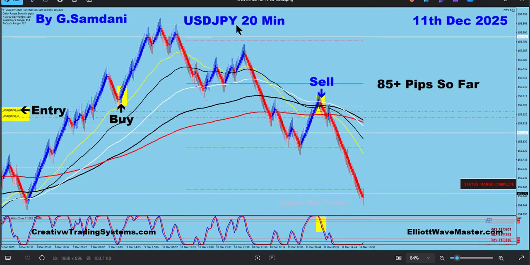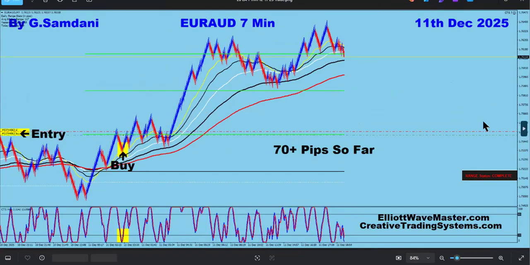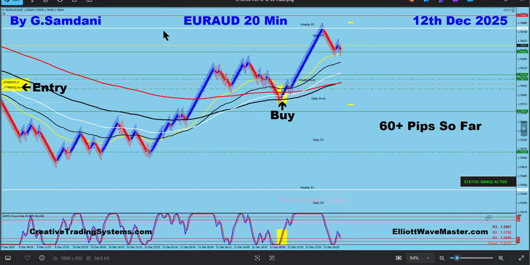On the 11th, USD yen going down from here. Beautiful by the book entry. Sell orders right there for 85 pip. This one, Euro Aussie from the 7-minute chart. This is right there is the entry, 70 pip. And Euro Aussie 20 pip from here to here, 60 pip on the 12th.